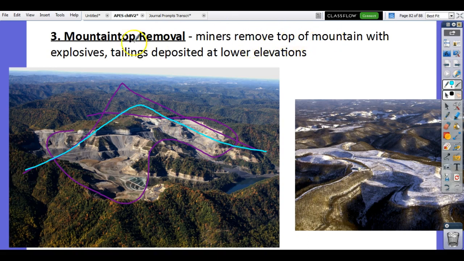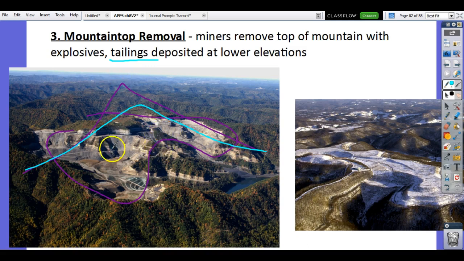So you remove the top of the mountain with explosives. You'll see the word tailings. Tailings means all of the waste rock, okay? So all the waste rock is deposited. They usually deposit it down below somewhere, just because it's easy to get rid of it there. And it's harder to move it around up here. And you don't really have a hole to put it back in.